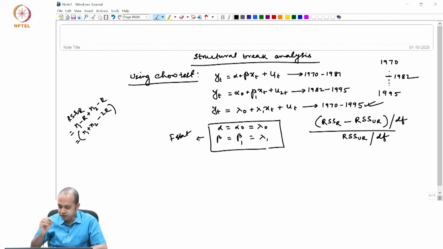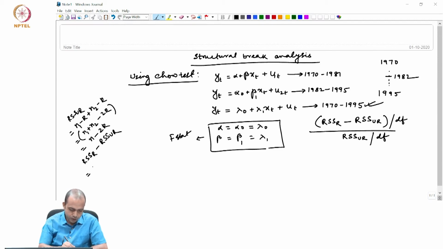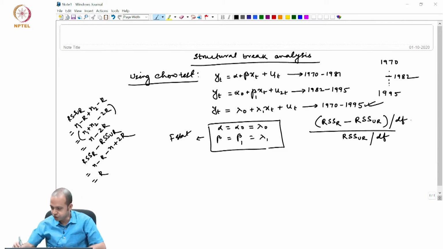Okay. And this is n minus k. So, this is basically n1 plus n2 equals n. So, I can write n minus 2k. So, RSS R minus RSS UR, when you are doing RSS R minus RSS UR, equals n minus k minus n plus 2k equals k. So, the degrees of freedom for the numerator equals k.